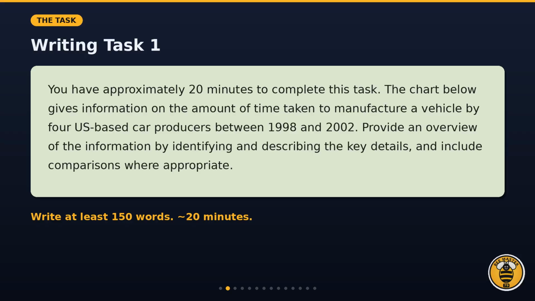Here is the task. You have approximately 20 minutes to complete it. The chart below gives information on the amount of time taken to manufacture a vehicle by 4 US-based car producers between 1998 and 2002. Provide an overview of the information by identifying and describing the key details and include comparisons where appropriate. Write at least 150 words.